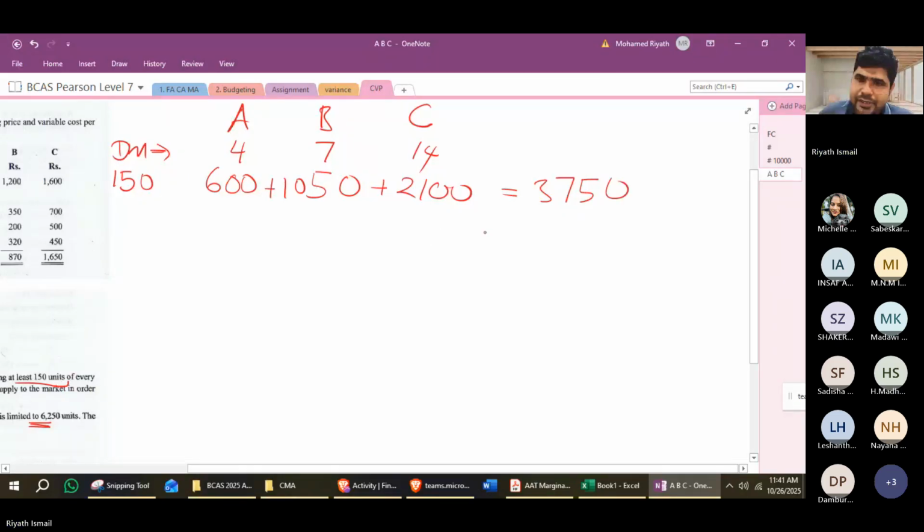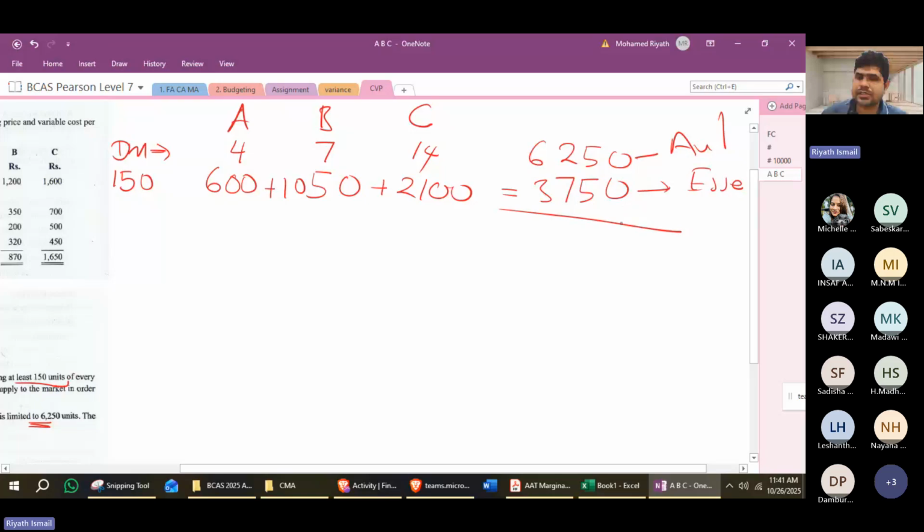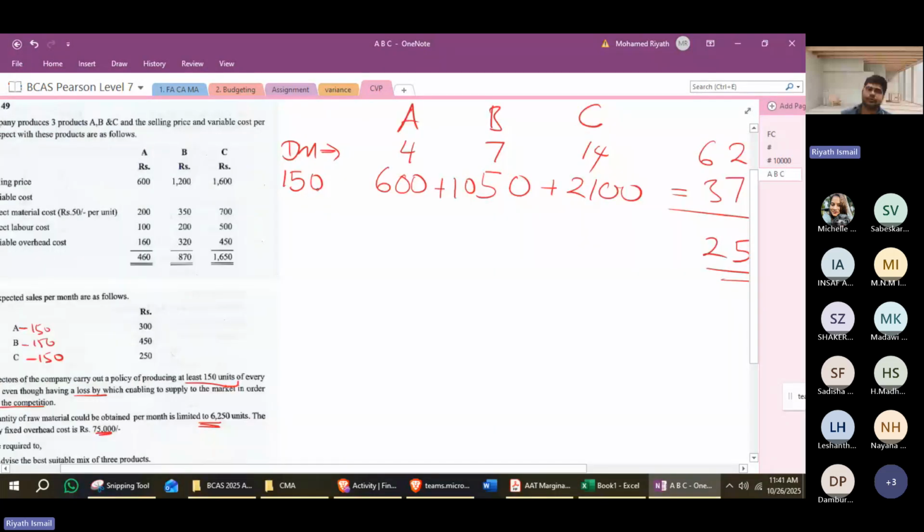Available units: 6250 available. This is essential. So we have only 2500 units of material. These 2500 units of material should be allocated based on the maximum. Right. Now, for the demand, we see the demand.